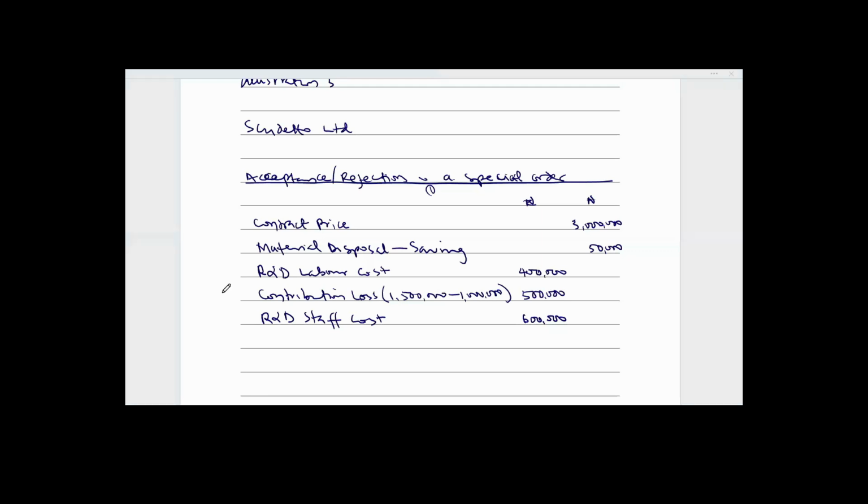You are now told again that redundancy and severance pay of 150,000 naira now or 350,000 naira in 1 year's time, meaning that if this R&D department is shut down now, the company will pay a redundancy pay of 150,000 naira. However, if the department is shut down in one year's time, the redundancy pay will increase to 350,000 naira. How do we treat this information? If you know it, raise your hand. Redundancy pay, how do we treat it?